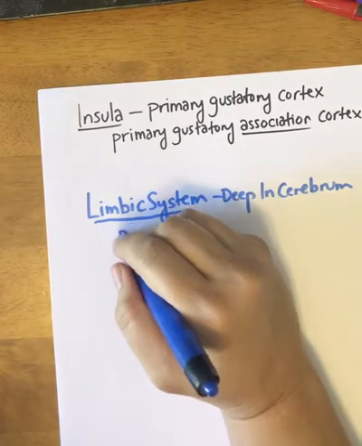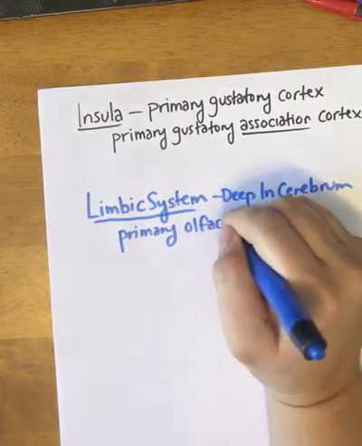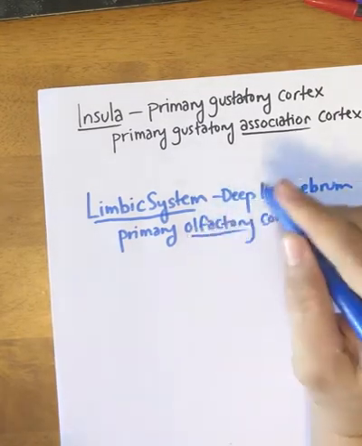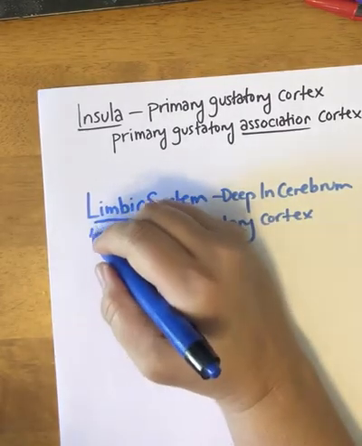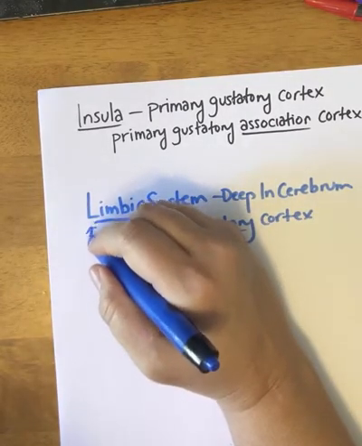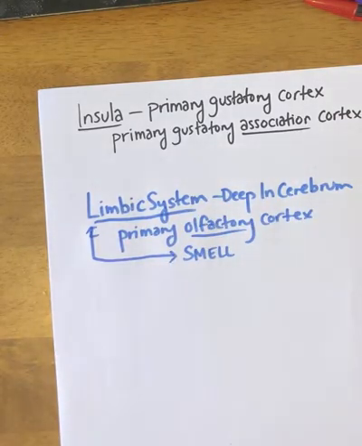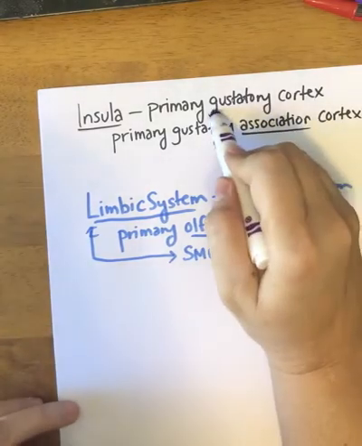This is going to be where your primary olfactory cortex is. Olfactory means to smell. So your primary olfactory cortex is going to be associated with smell. So the word gustatory literally means to taste. So you're going to have to start learning these words.